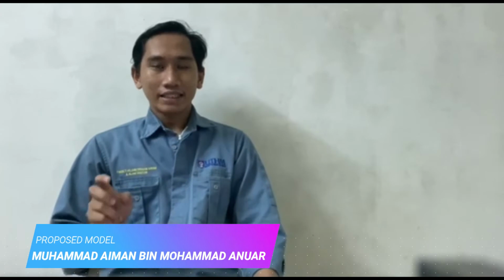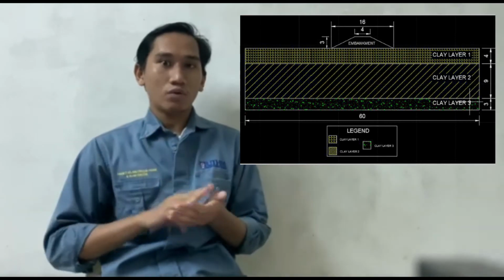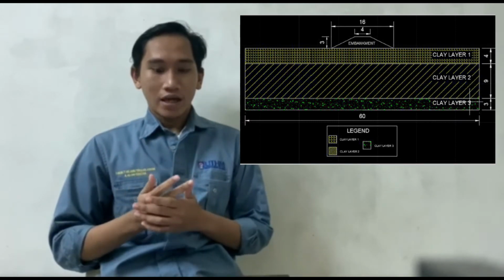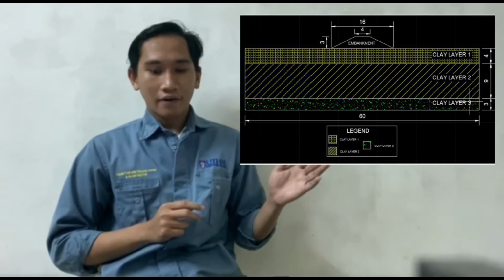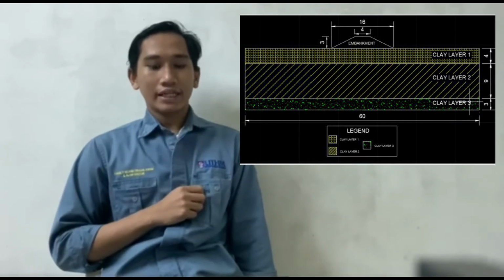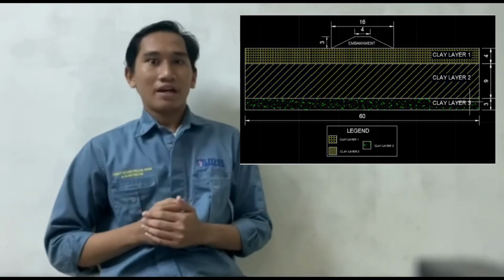We refer to the article named Numerical Analysis of Bamboo Geotextile Composite Reinforcement Embankment on the Soft Soil, which is a study at UTHM Batu Pahat. In this study, as shown beside, the soft soil has three layers: clay layer 1, clay layer 2 and clay layer 3. Clay layer 1 is 4 meters, clay layer 2 is 9 meters and the third layer is 3 meters, and every layer has its own parameters and characteristics.